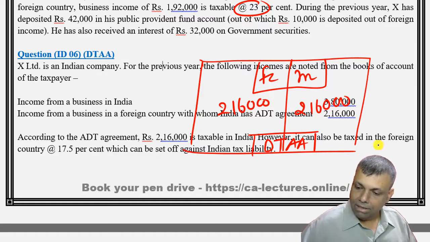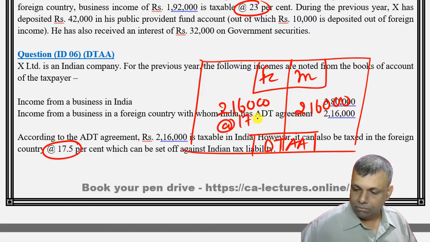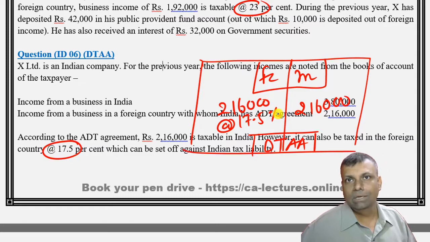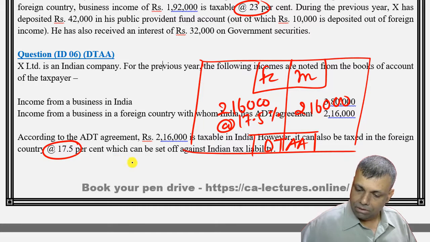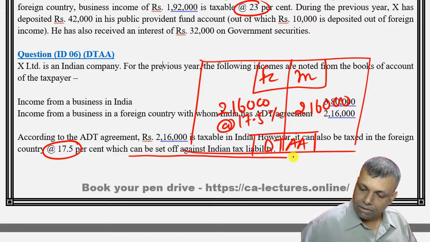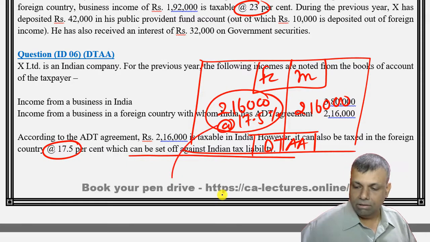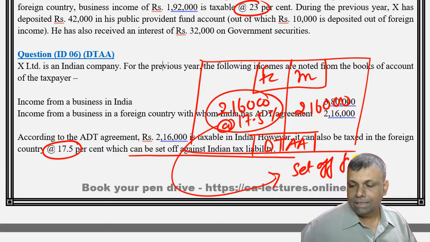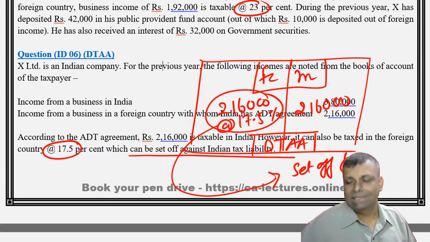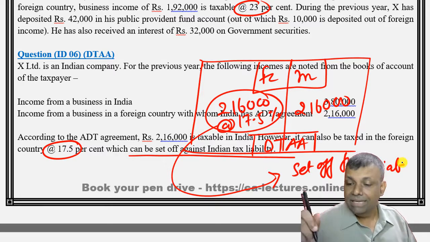However, the percentage is also given: at the rate of 17.5% in the foreign country. In India you will get the normal Indian rate, so for that percentage there is no need to print. However, this credit can be set off against the Indian tax liability. So whatever tax you pay in the foreign country will be given to you as a set off, basically a deduction from the tax liability, in India.